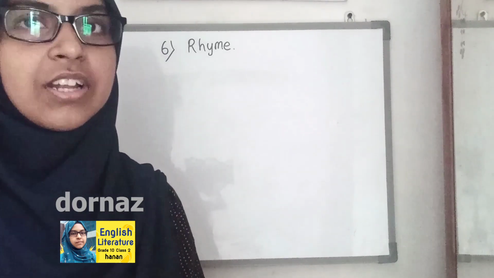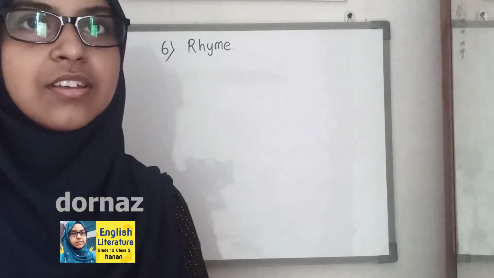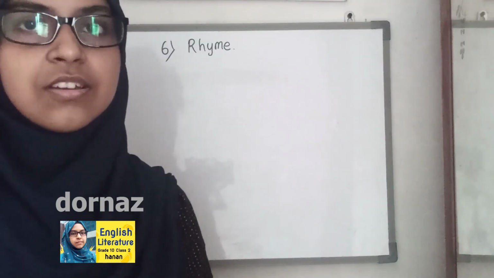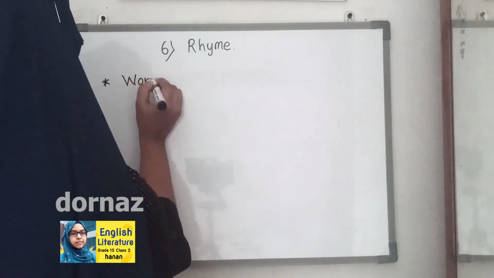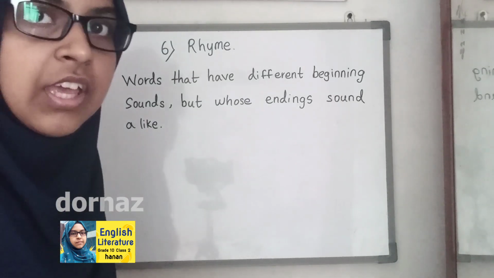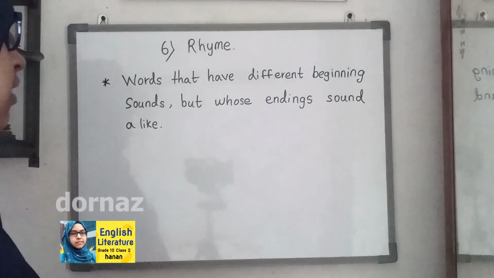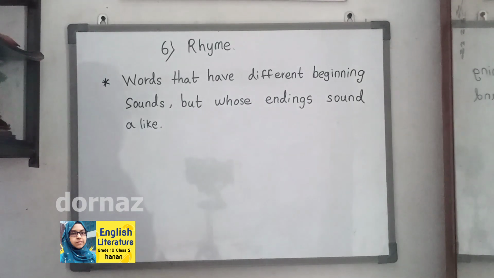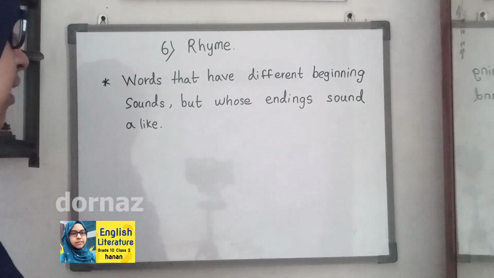So first of all, I am going to write the definition. I think it won't be a difficult task for you to understand. I think it will be easy to understand. Okay, I have written the definition for rhyme, the 6th poetic device that we are going to discuss. Words that have different beginning sounds but whose ending sound alike.